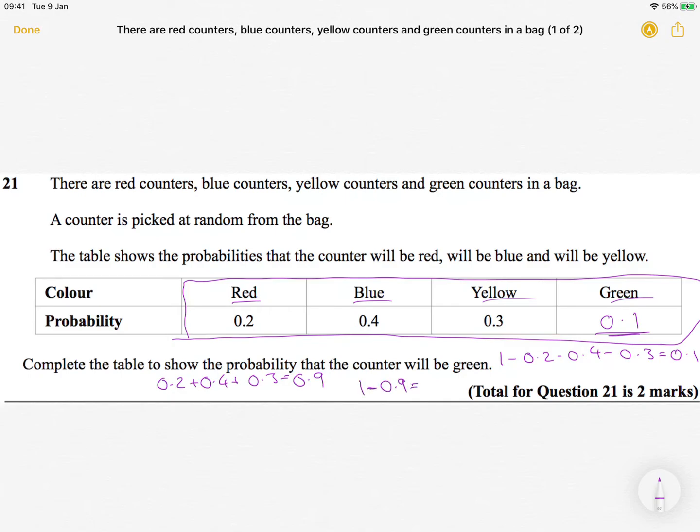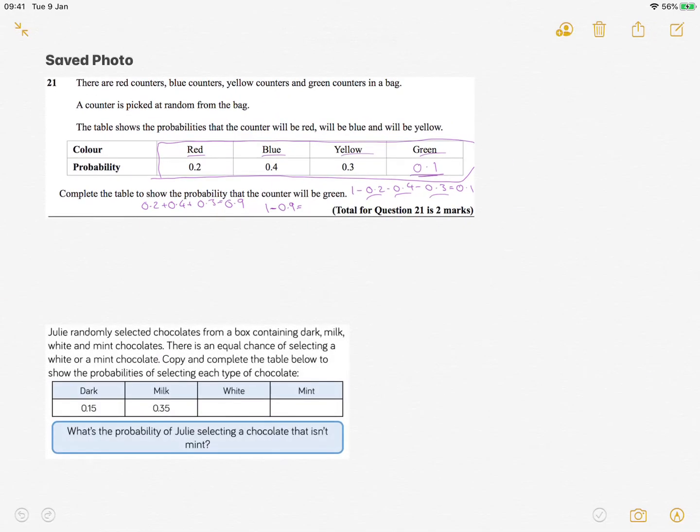If you find it easier to add them all up, then take away from 1, rather than doing it like I did it first off. Right, so mark that in red pen, correct it if you got it wrong.